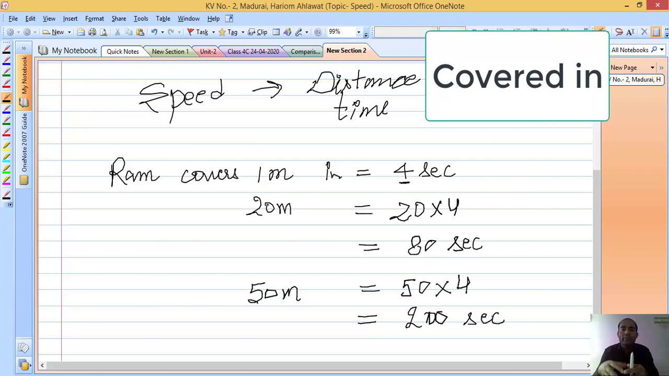Okay. Let's take one more example. If one book cost is 20 rupees, so how much will be the cost of 5 books? 5 into 20, 100. Means 5 books cost 100 rupees. Very simple. Like this, Ram covers 1 meter in 4 seconds. For 20 meter, how much time? 80 seconds. For 50 meter, how much time? 200 seconds. Okay, now you got it.